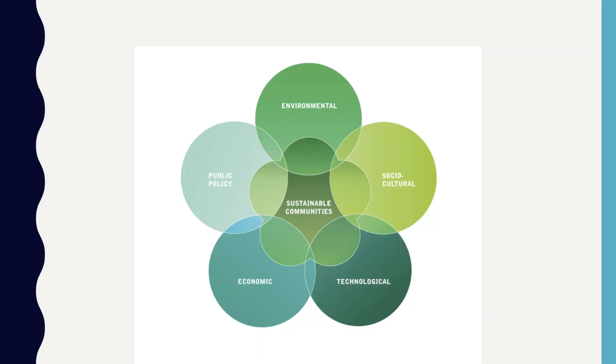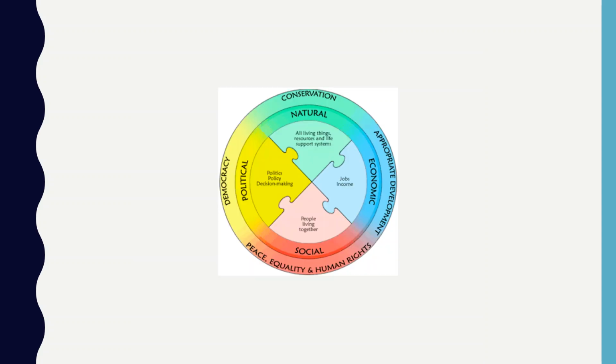Here's another one where you have five circles: environmental, social, cultural, public policy, economic, technological, that all leads to sustainable communities. And there are several. You could Google some of them. Do not copy one. I also have Google, so please don't do that.